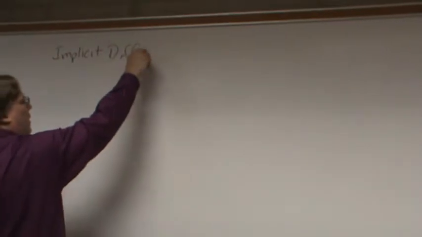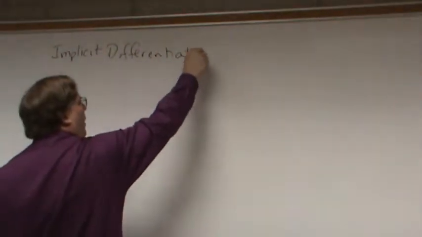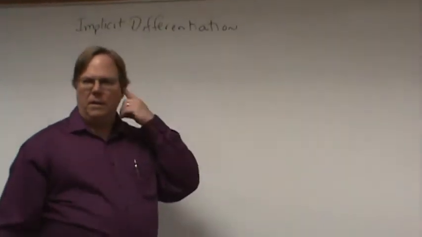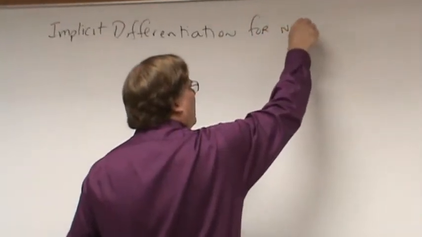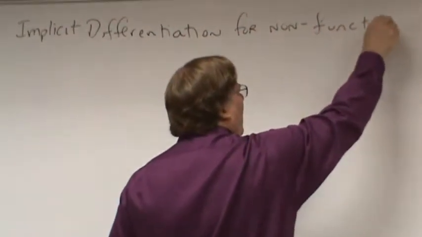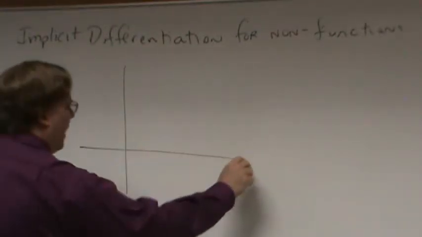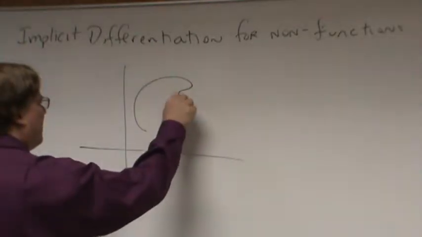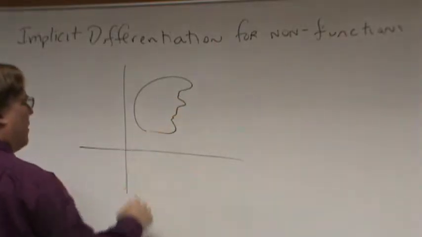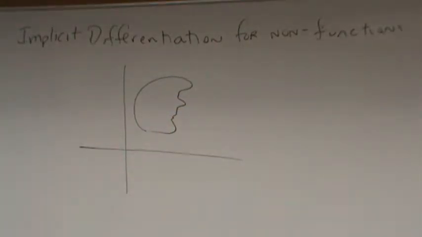Implicit differentiation. It's used for many, many purposes, but it's primarily for non-functions. Let's say I had a relation, and it's not a function. Suppose I had a relation such that if I graphed it, the graph ended up looking something like this. Let's say the graph was a non-function, and it looks something like that.